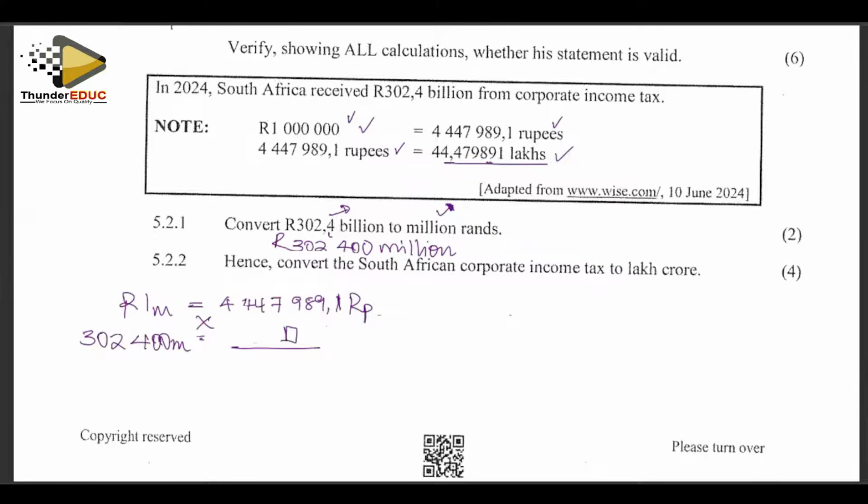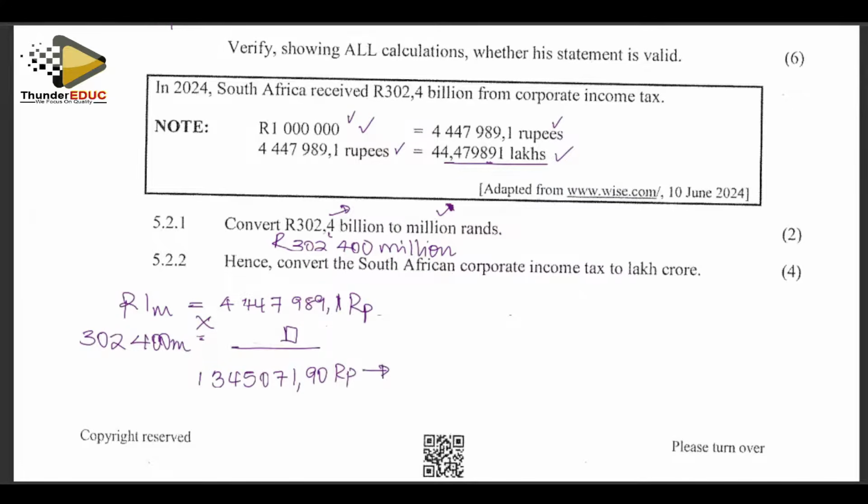You're going to multiply 302,400 times 4,447,989.1, divided by the million. So you end up having 1,3,4,5,0. These are rupees. We are changing them to Lakh.